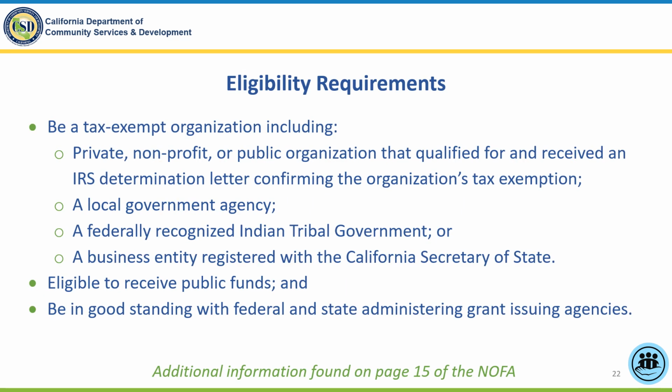To be eligible for funding under this NOFA, applicants must meet the following requirements, which are also listed on page 15 of the NOFA. You must be a tax-exempt organization, including private, nonprofit, or public organization that qualified for and received an IRS determination letter confirming the organization's tax exemption, a local government agency, a federally recognized Indian tribal government, or a business entity registered with the California Secretary of State. You must be eligible to receive public funds and be in good standing with federal and state administering grant issuing agencies.